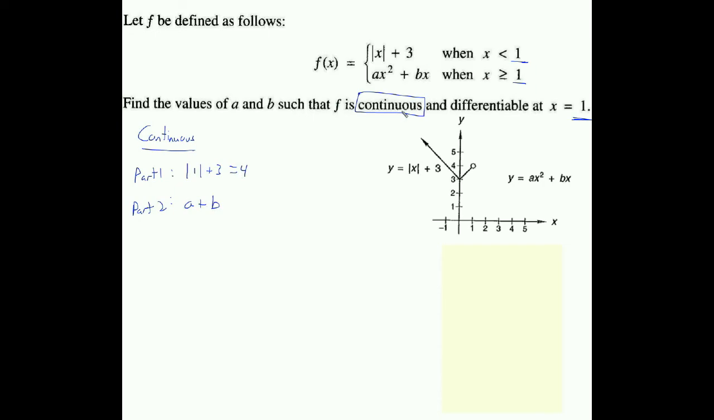Now, in order for it to be continuous, these things have to be the same. So this and this have to be equal, so a plus b must equal 4. And so we have all kinds of options. A could be 0 and b could be 4. A could be 1 and b could be 3. A could be -2 and b could be 6. So we have all kinds of options for continuous. But we also need it to be differentiable. In order for it to be differentiable, we need to find the derivatives of the two different parts of that function and set them equal to each other.